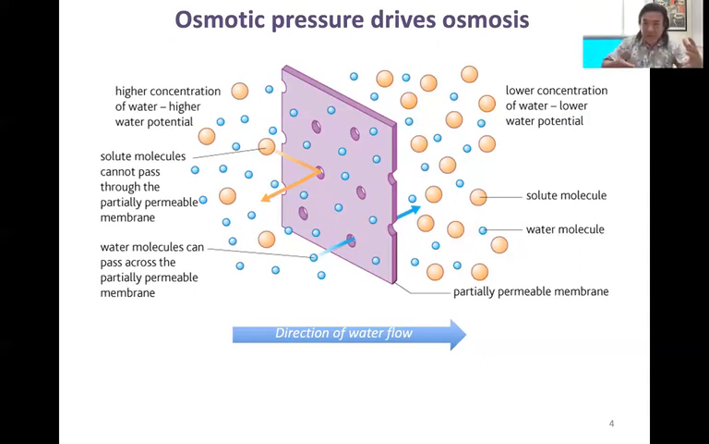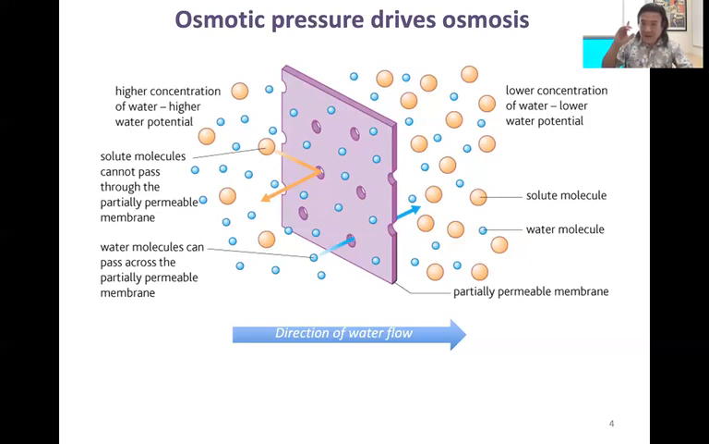But because this membrane only allows the small blue ones to go through, the orange ones cannot. So they won't be able to even out, but that doesn't stop the little blue water molecules from evening out. When you think about it that way, then it makes more sense, right? Because at the end of the day, the number of water molecules on either side, at least, will even out.